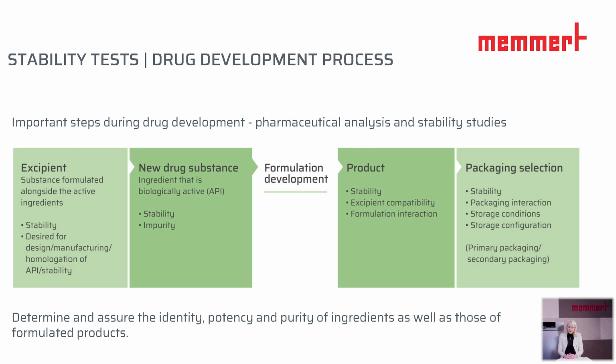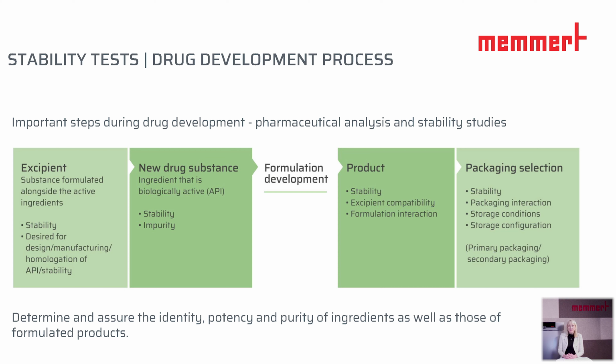This is the composition of the drug substance and the excipients. And then this also has to be tested in regard to stability, excipients, compatibility, formulation, interaction, and in addition to the testing of this finished product, also packaging is very important for the stability testing, and this has to be considered.